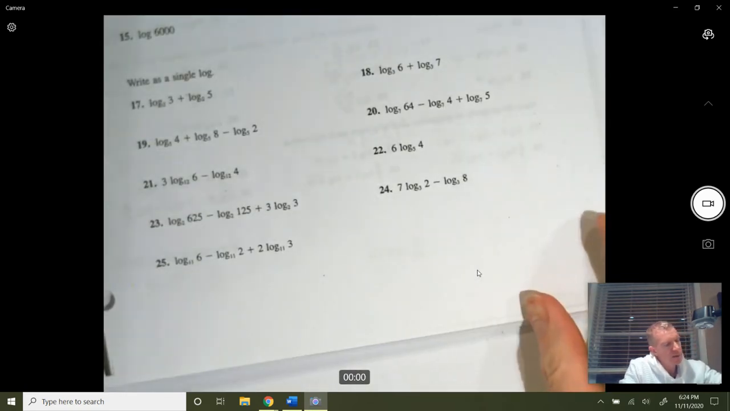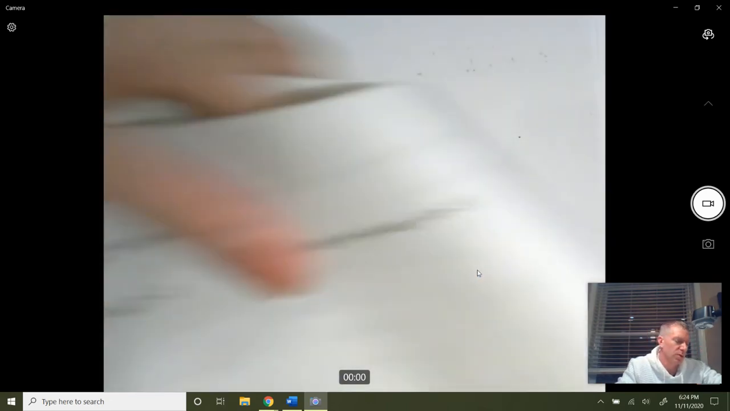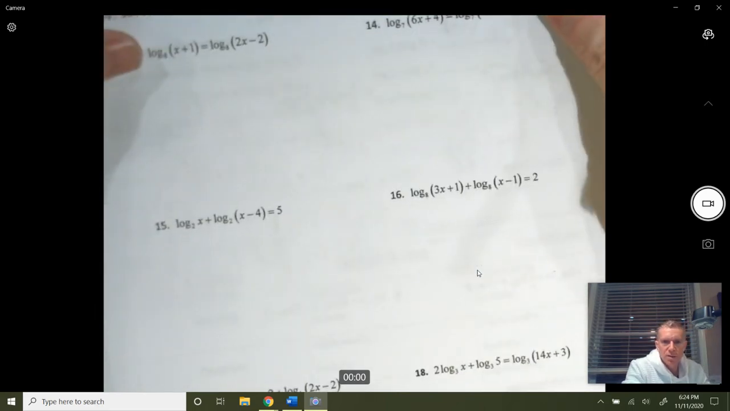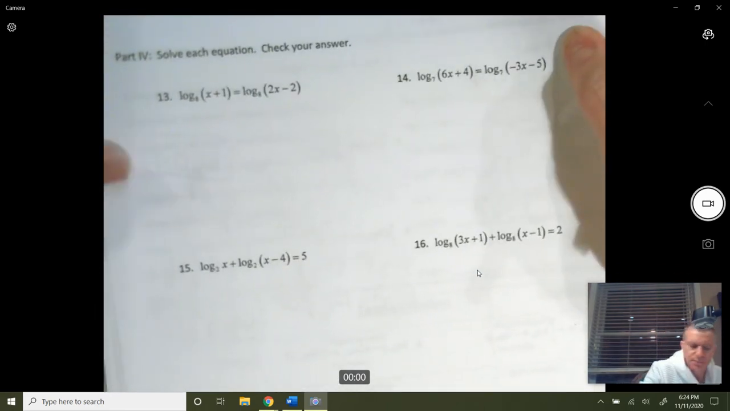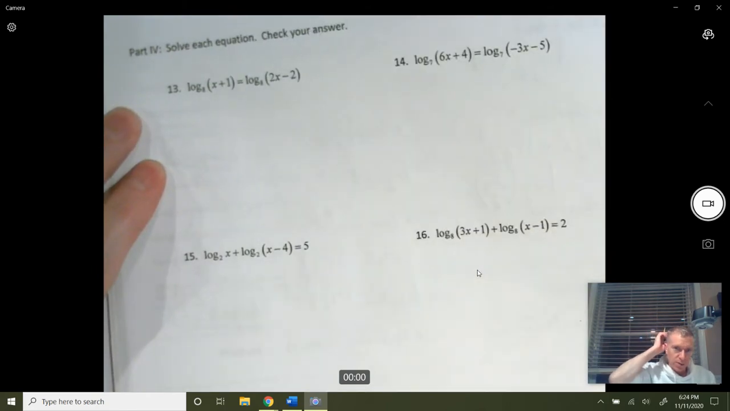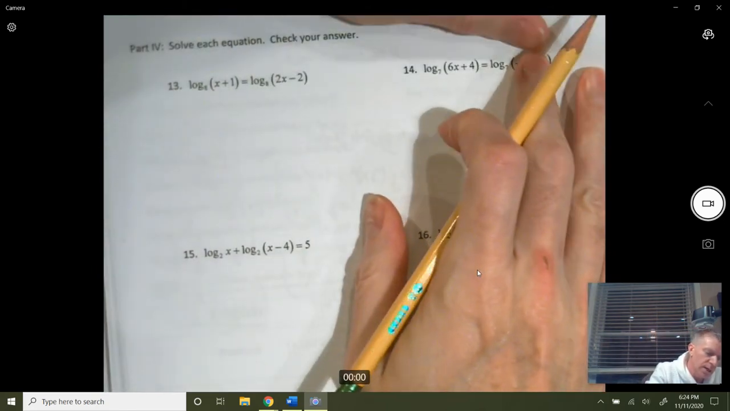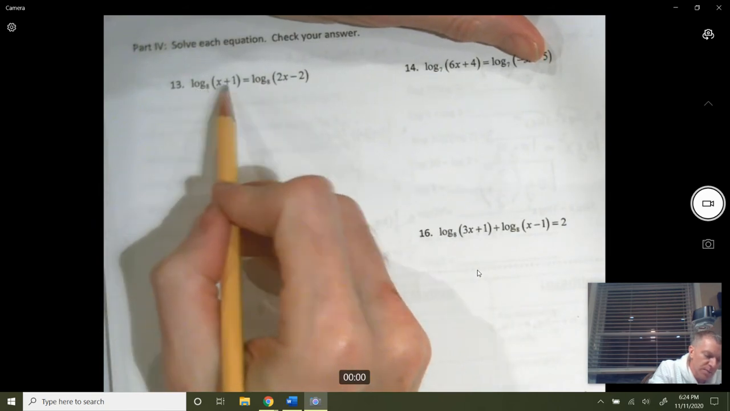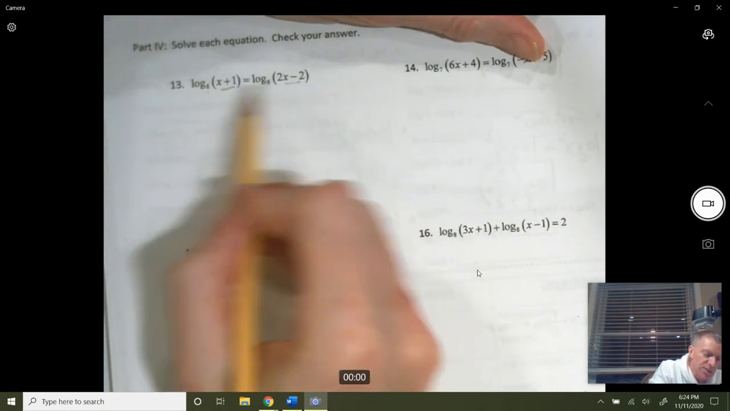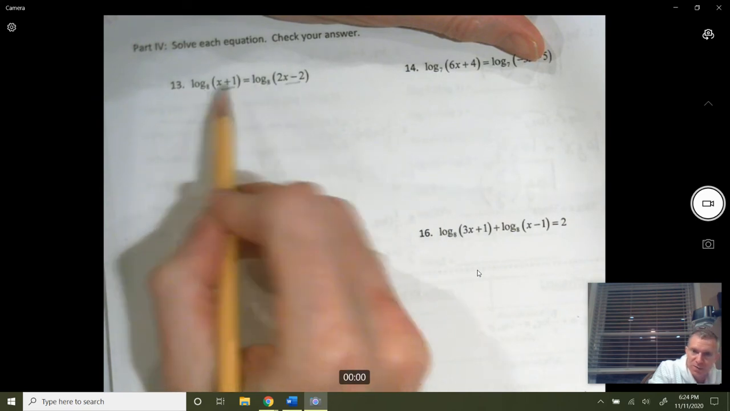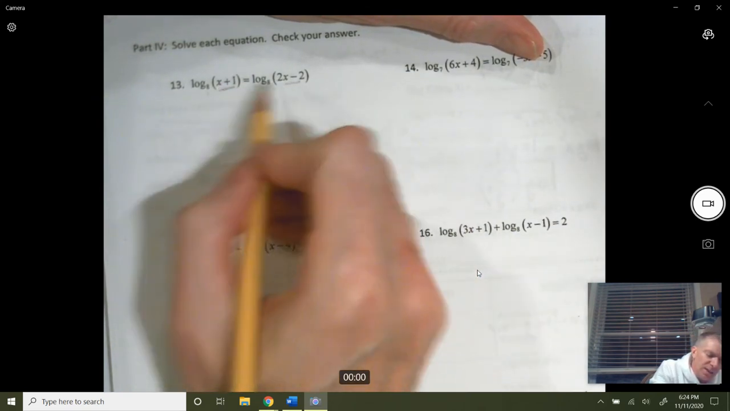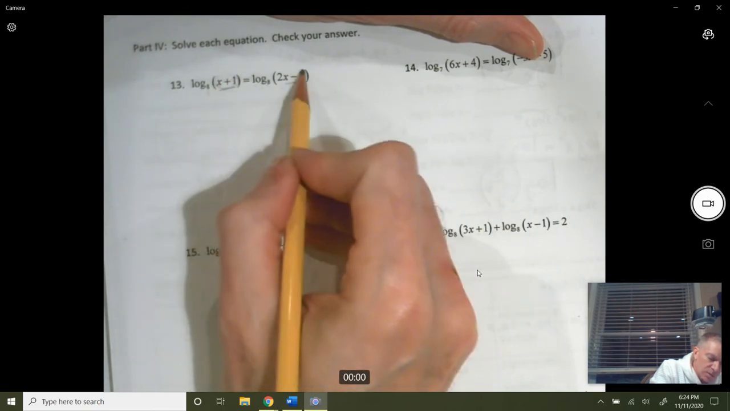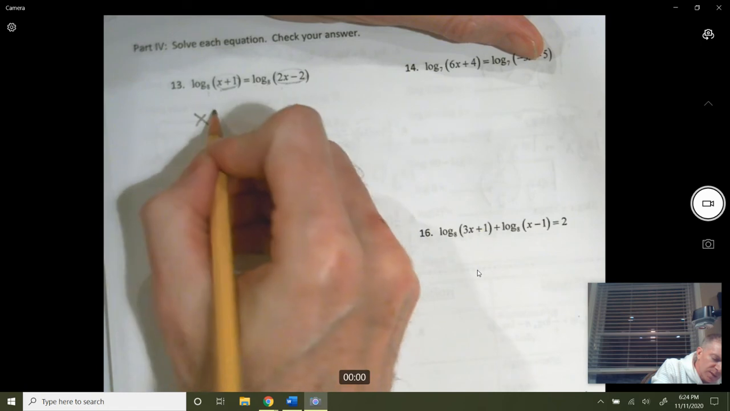Let's see, anything on the next page? Actually, yeah, let's do maybe 1 or 2 on the next page. Here we're solving equations, and the way you're going to solve your equations is by using the rules of logs. Okay, this first one is a straightforward rule. If you have log base 8 of something equal to log base 8 of something else, as long as these bases are the same and it's a single log on the left, single log on the right, the only way these can be equal is if the arguments are equal. So you can set their arguments equal.